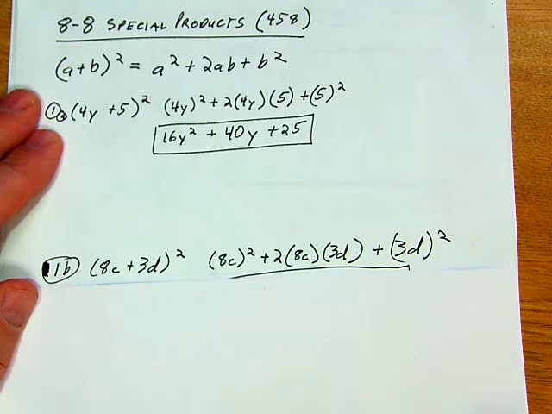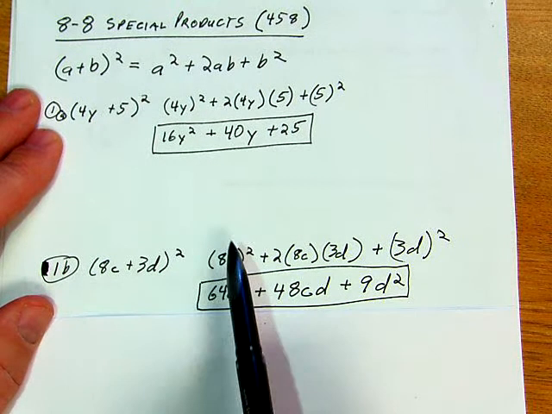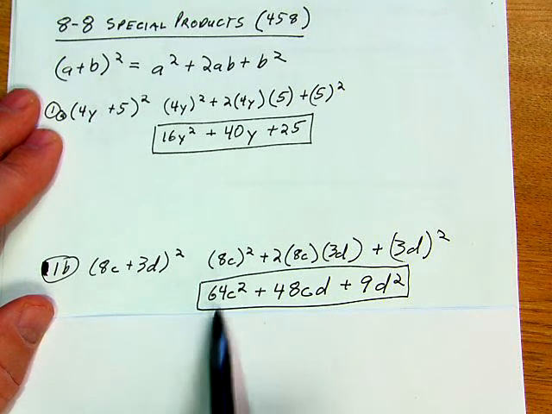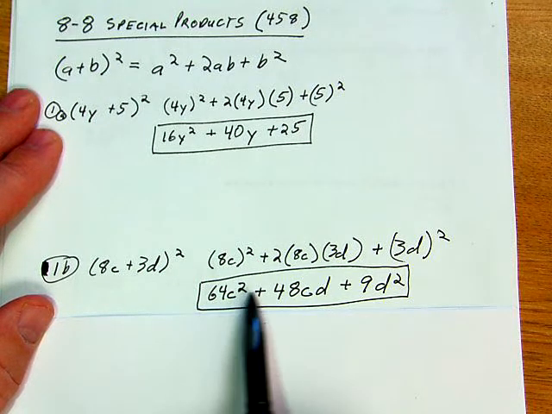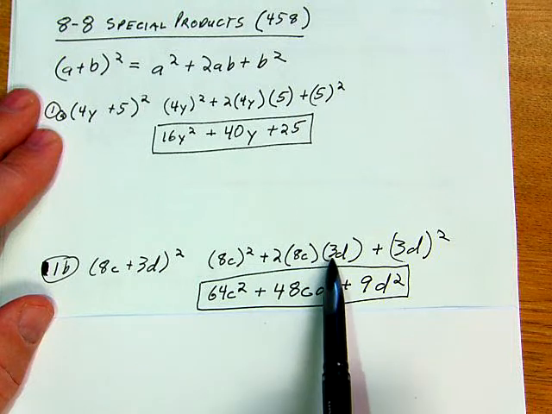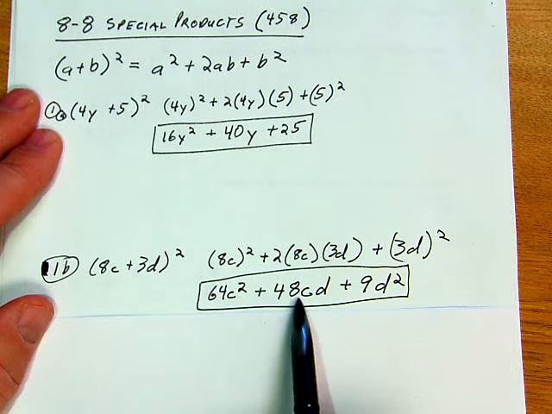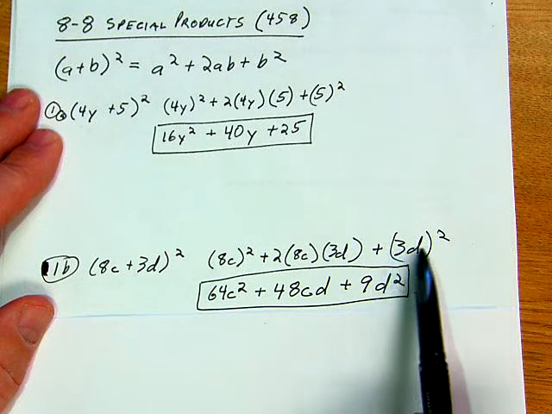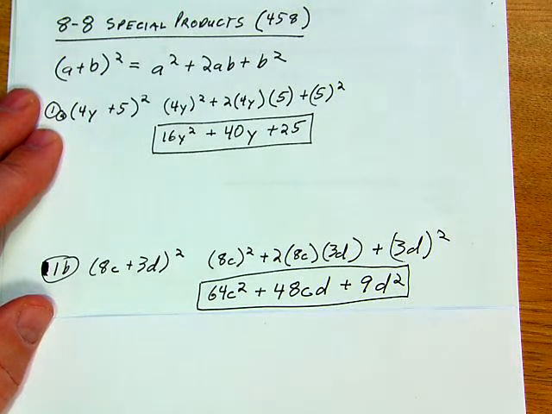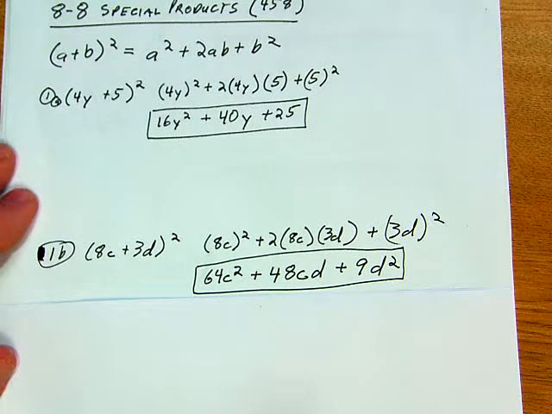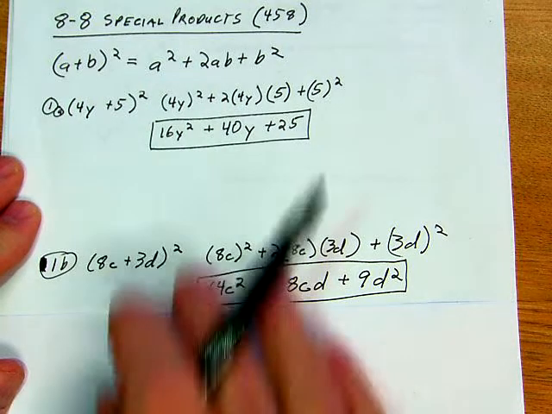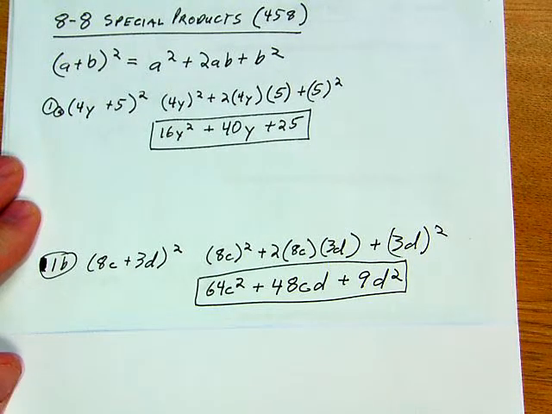Alright, and then when I multiply that out, once again, I've got a square, and I've got to square both the number and the letter, so 64c squared. 2 times 8 is 16, times 3 is 48, so you get 48cd. There's a variable and there's a variable. And over here, we've got 9d squared. Now, I said I would show you why this is always true, so let's take a look at that now. We've seen 2 examples, now let's see why that's always true.